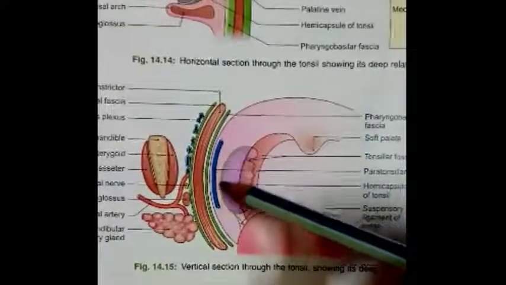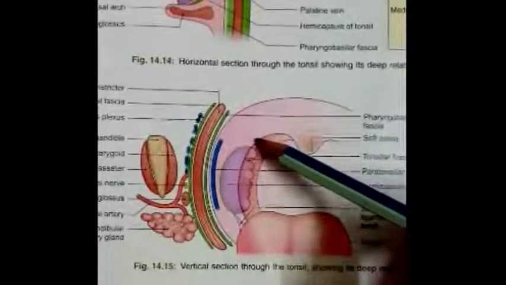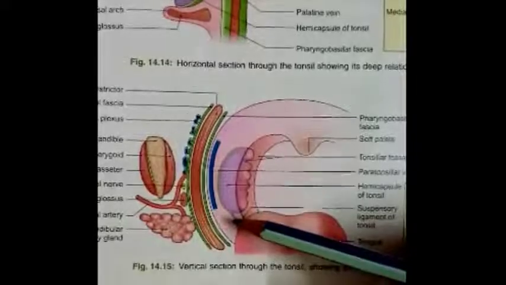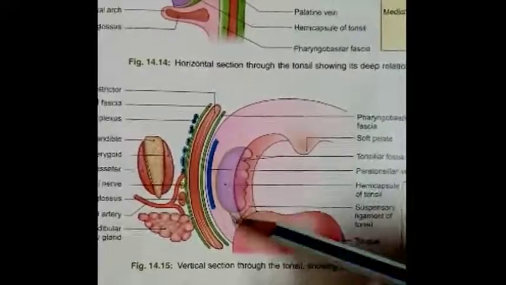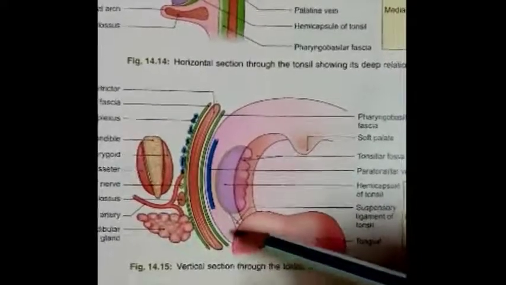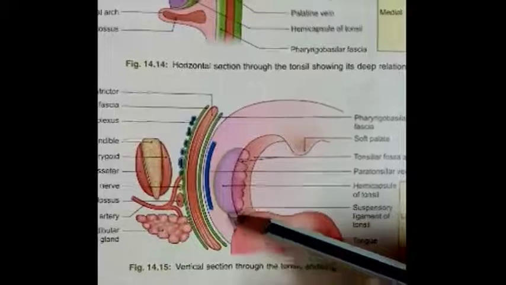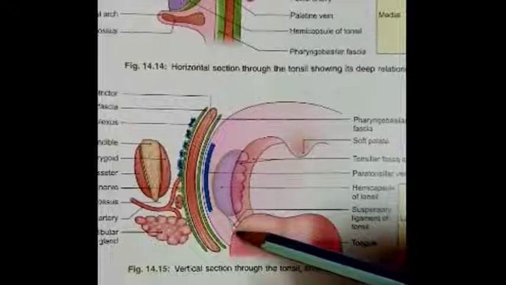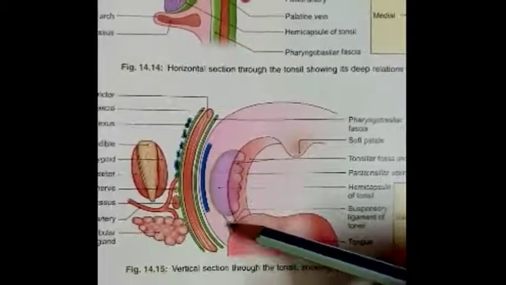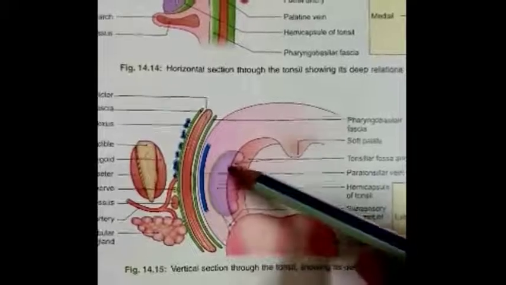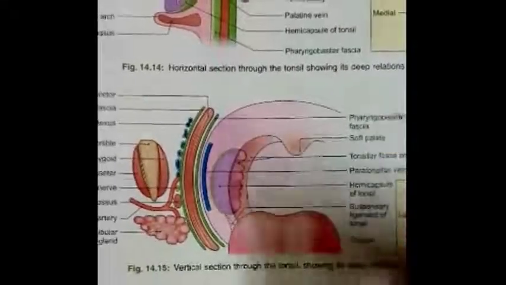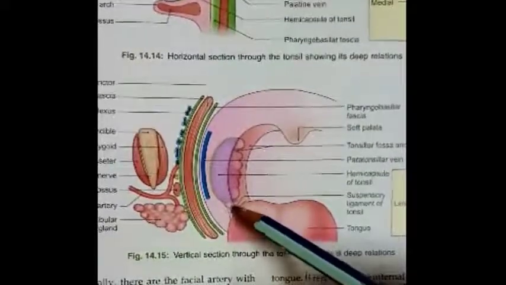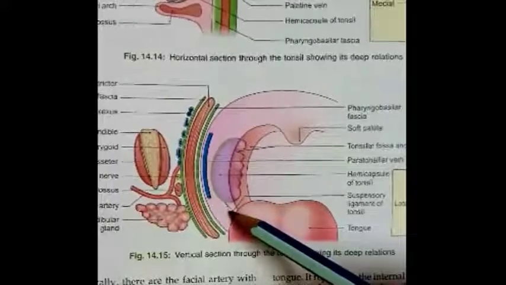This hemicapsule towards the posterior aspect of the tonsil, that is towards the pharynx, is loosely attached to the tonsil, and towards the anterior aspect of the tonsil, it is tightly attached to the lateral side of the tongue with the help of a suspensory ligament of tonsil. This ligament is present between the tonsil and the tongue just before the insertion of the palatoglossal muscle, or we can say palatoglossal arch. This firm attachment keeps the tonsil in place during swallowing.